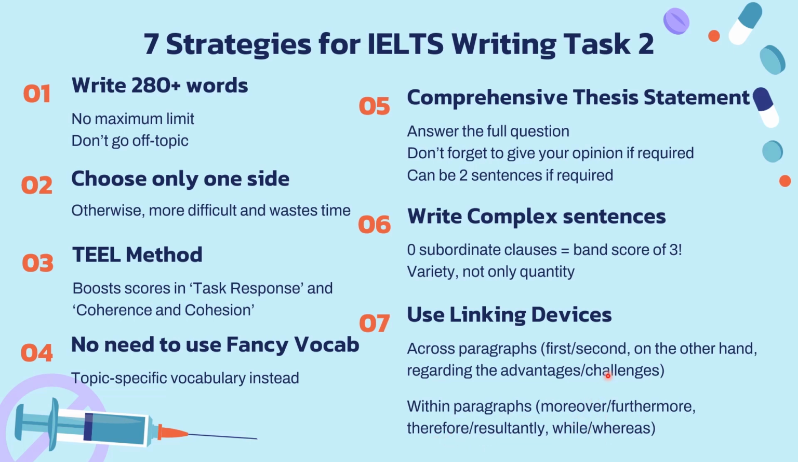So these are very simple linking devices. If you don't know about them, then please study them. They are very easy to incorporate. So I would say that task response and coherence and cohesion, these 2 are definitely quite easy to score high marks in. You can definitely score at least a 7 in these 2, and if you get maybe a 6 in lexical resource and a 6 in grammatical range and accuracy, then your score will be 6.5, which is more than enough for most people.